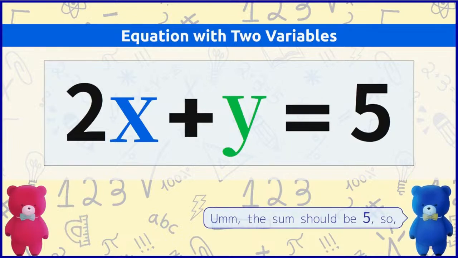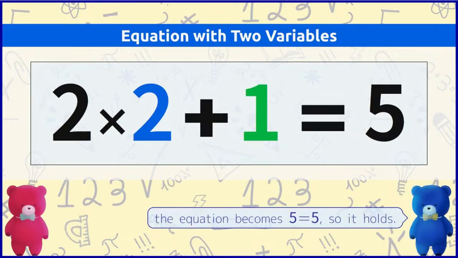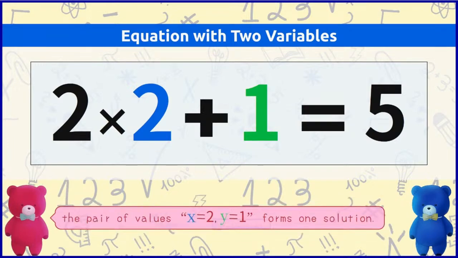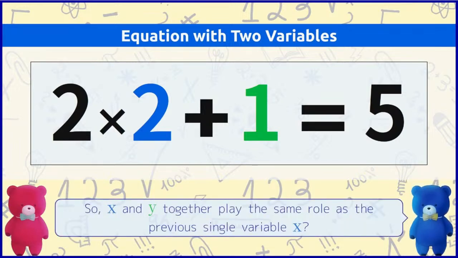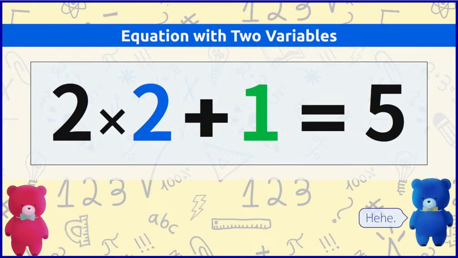The sum should be 5, so... Oh, I got it. If x equals 2 and y equals 1, the equation becomes 5 equals 5, so it holds. Right. And since this is an equation with 2 variables, x and y, the pair of values x equals 2, y equals 1 forms one solution. So x and y together play the same role as the previous single variable x. Exactly. Good explanation.